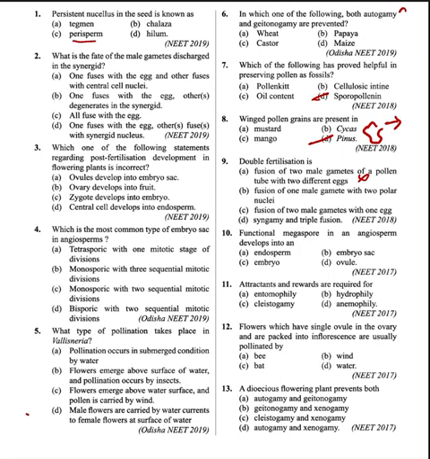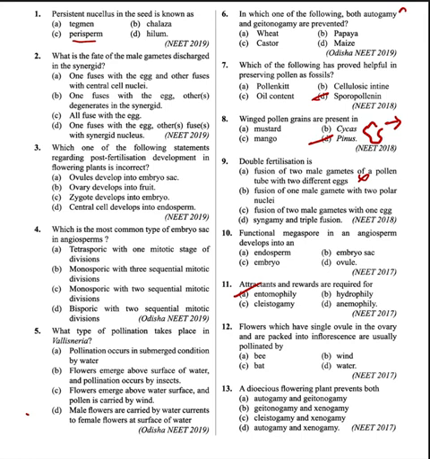Attractants and rewards are required for entomophily. Entomophily is pollination by insects. Hydrophily is pollination by water. Anemophily is pollination by wind. What is cleistogamy? It is a condition where the flower is completely closed. So the answer is entomophily, meaning pollination by insects.